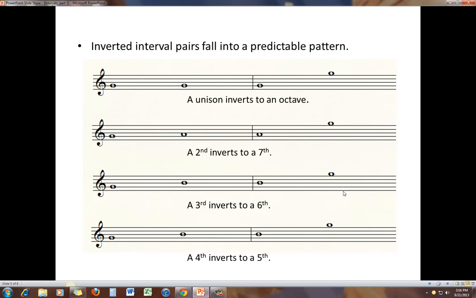Inverted interval pairs fall into predictable patterns. A unison will always invert to an octave, a second will invert to a seventh, a third to a sixth, and a fourth to a fifth. If you look a little bit closer, you will see that the numbers of the two interval pairs that invert add up to 9. A 1 to an 8 is 9, 2 to a 7 is 9, etc. You can count on this. This will always be true.